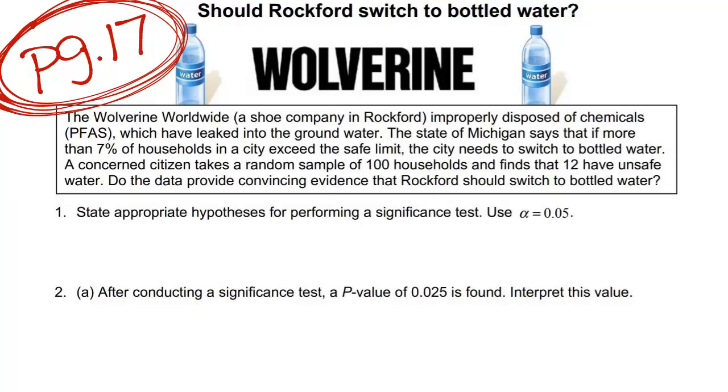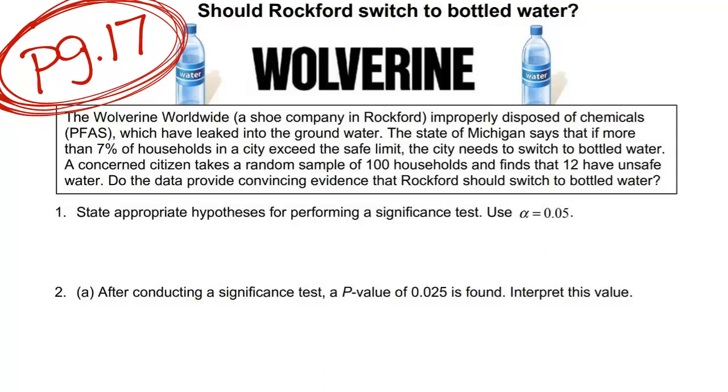Wolverine Worldwide, a shoe company in Rockford, improperly disposed of chemicals, PFAS, that would be the type of chemical they improperly disposed of, and it leaked into the groundwater. The state of Michigan says that if more than 7% of households in a city exceed the safe limit, the city needs to switch to bottled water. A concerned citizen takes a random sample of 100 households and finds that 12 have unsafe water. Do the data provide convincing evidence that Rockford should switch to bottled water?